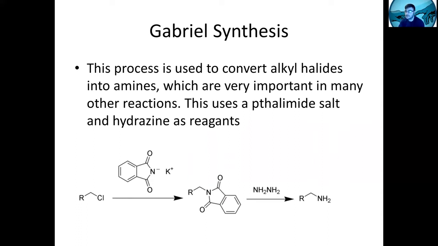Next, we'll talk about the Gabriel synthesis, which is fairly simple, and it's used to convert alkyl halides into amines, which, as you actually saw from the previous synthesis, are very, very important building blocks used for other reactions. It's very crucial to be able to synthesize amines very consistently, okay, and in the way that you want. So this Gabriel synthesis is a great way to do that. It's very important in many other reactions because it creates these amines.